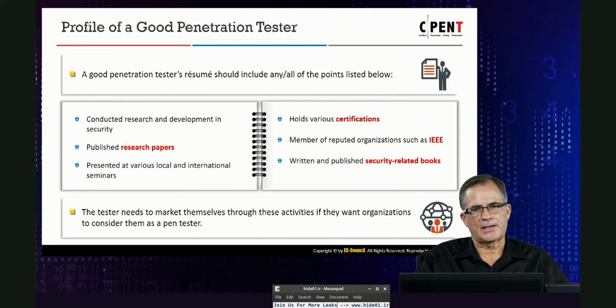A good pen tester constantly researches, publishes research papers, you publish your own papers, you maybe write books, you hold certifications, stuff like that, you present at conferences. Those all make for a good pen tester. And you do what? You maintain memberships like the IEEE, the ACM, Association of Computing Machinery. All these are different organizations you can maintain membership. OWASP, the Open Web Application Security Project, has membership as well.